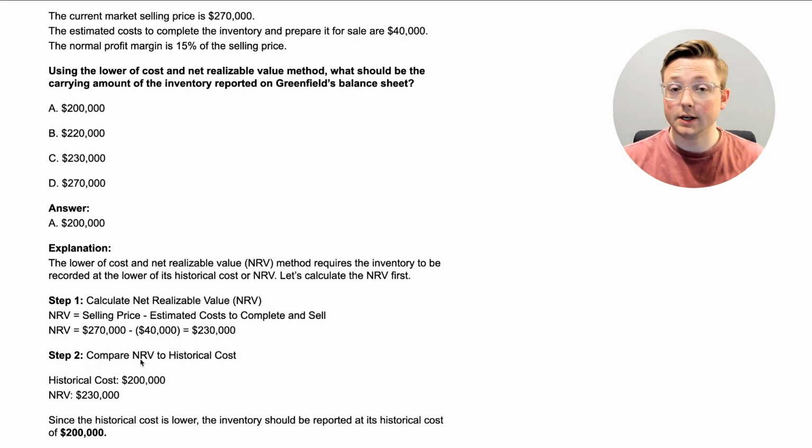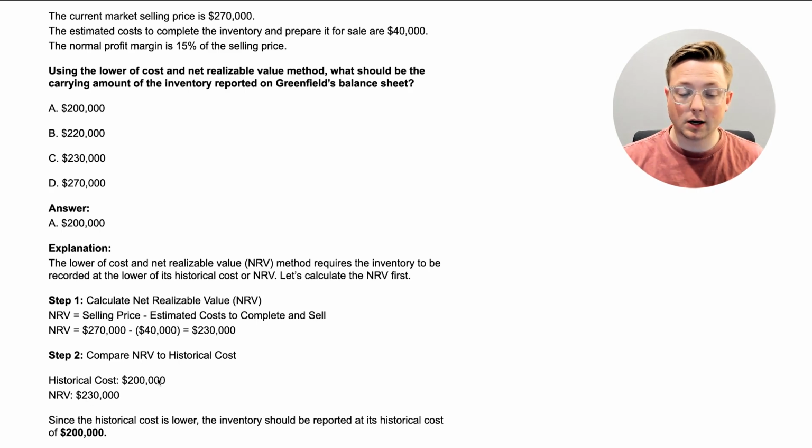We compare that to the historical cost. So just a reminder, when it says what the cost is, it's talking about the historical cost. So lower of cost or net realizable value, you're comparing the historical cost, like what it's currently valued at in the inventory, to the net realizable value in this case.